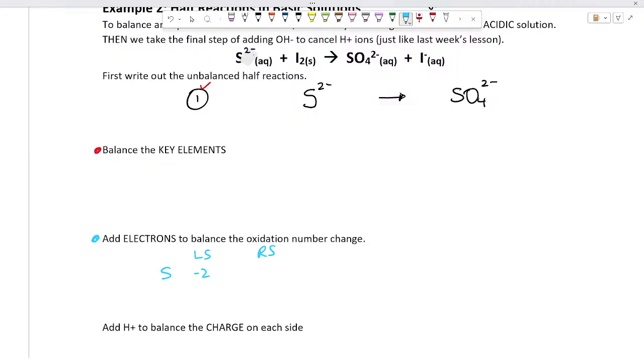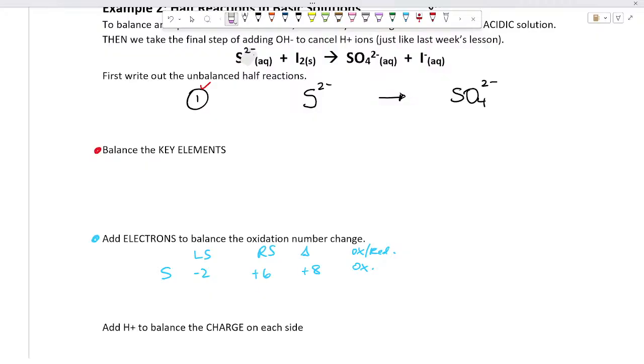-6? +6. So what's the delta? Going up by 8. Is that oxidized or reduced? Just so we know. It's oxidized. Good. Okay, so that means which side do the electrons go on?